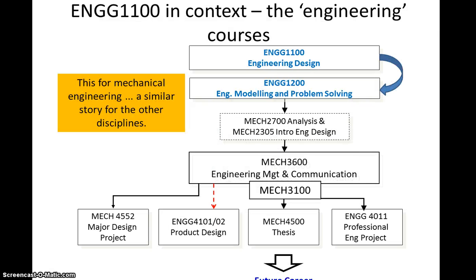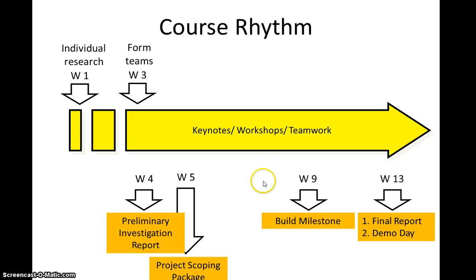And how does ENGG1100 look in the context of the engineering courses? Well, you can take any discipline, this one's for mechanical engineering, and you can trace through the years and you can find the courses that will use this teamwork, problem solving, design backbone to actually get across things like analysis and project management and major design and professional engineering. And we can do that in any discipline. So what you learn in ENGG1100 you will be using for the rest of your degree program and indeed on to your future career.